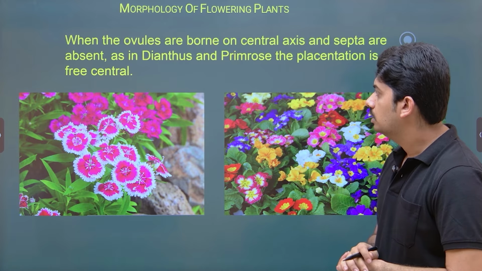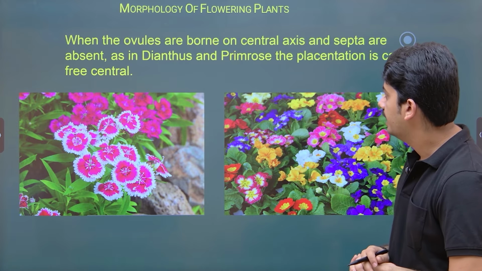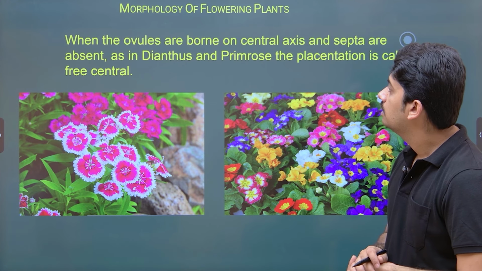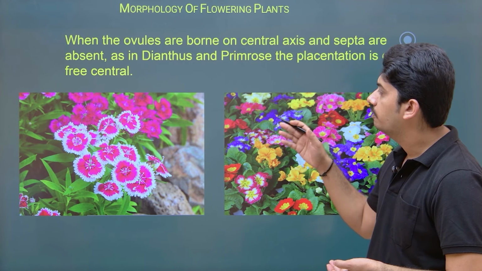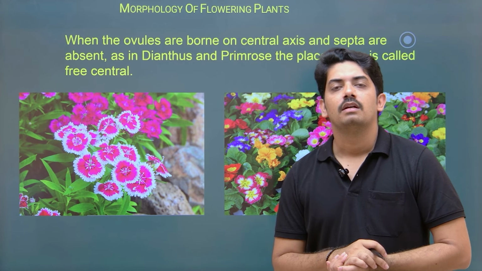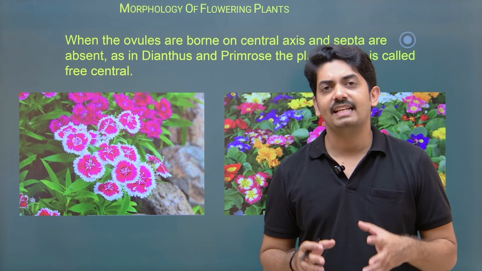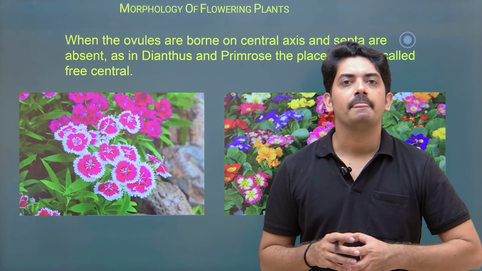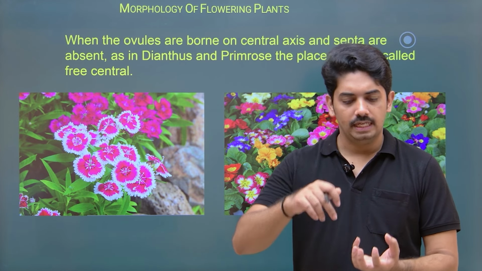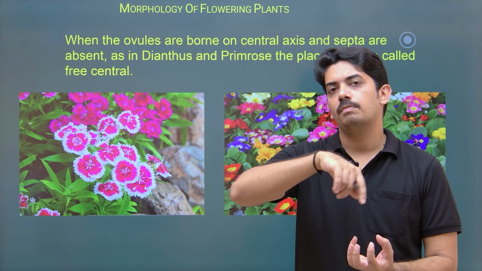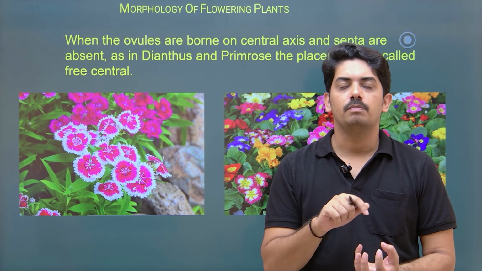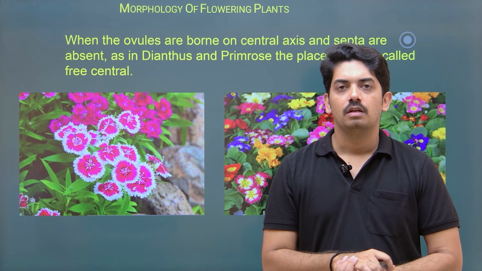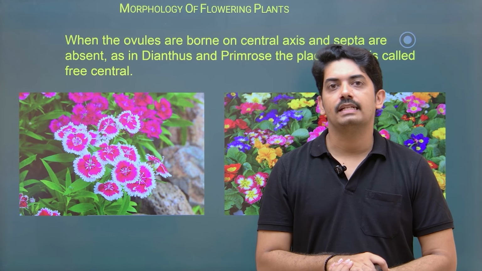Now coming to examples like Dianthus and primrose, here we observe free central placentation. But for consideration, it is very easy to take chili. Cut the chili and observe. Centrally you observe the cushion-like structure, and peripheral to that you observe the seeds. Okay, that is called free central placentation.